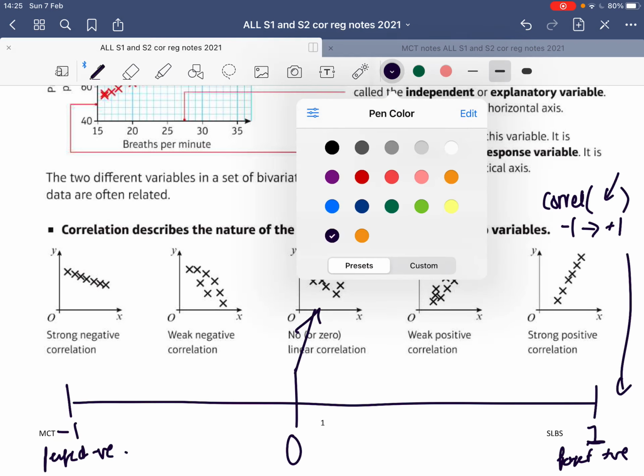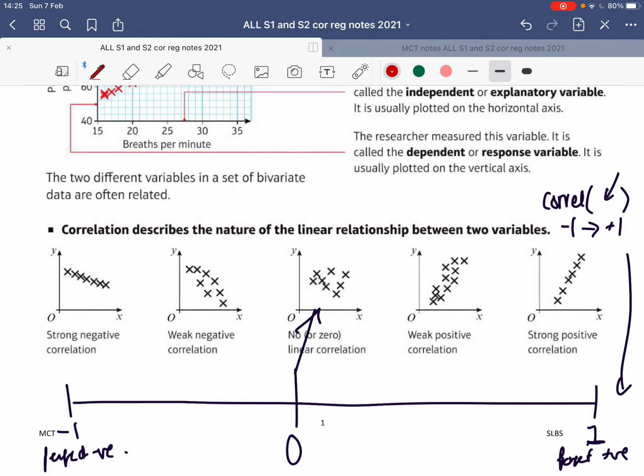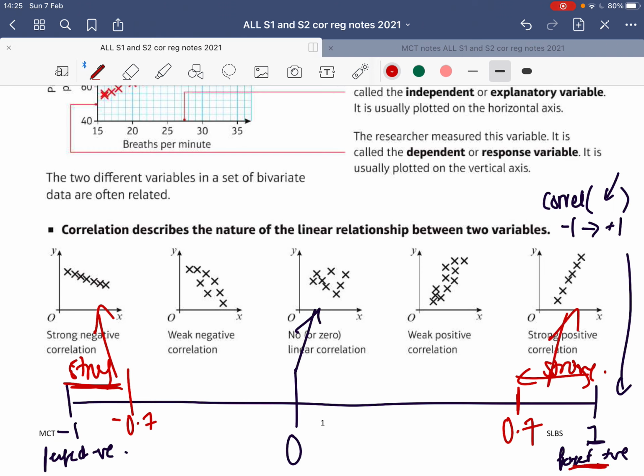So in terms of what's strong, it really works out around about 0.7 onwards you consider to be strong, and -0.7 downwards you'd consider to be strong negative. So these are probably strong. Perfect positive would lie exactly on a straight line. Perfect negative would lie exactly on a straight line. So these are more sort of somewhere around here.